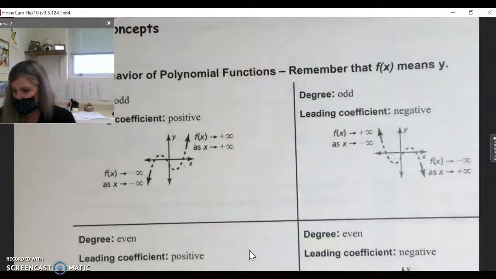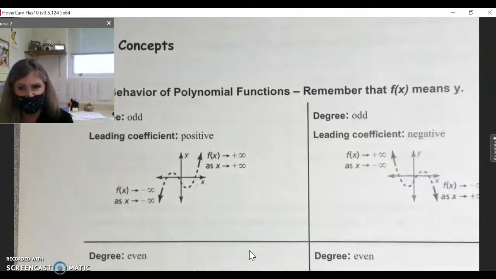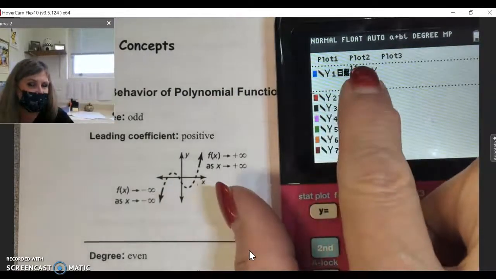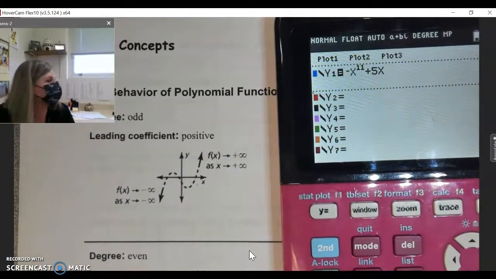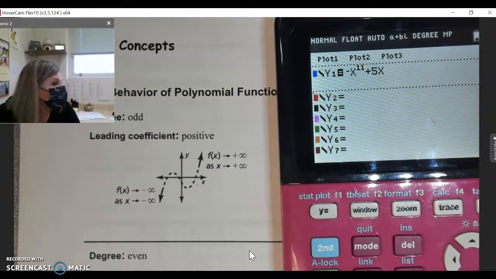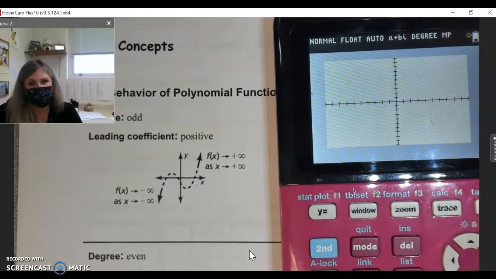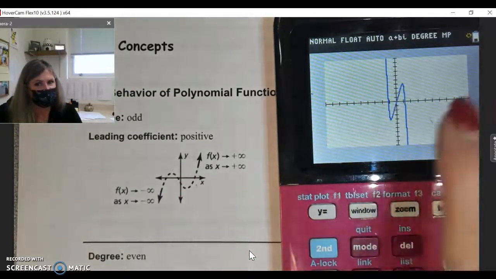Okay? All right, now what if we have an odd degree, but the leading coefficient is negative? So that means that in front of this x to the 11th, what if I were to put in a negative? What do you think that's going to do to the graph? Flip it over the x-axis. So here's the way this is going to look then. So it's going to be going down instead of up. See how it flipped it?